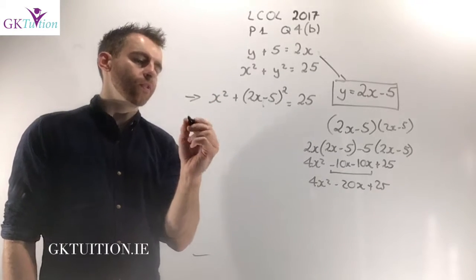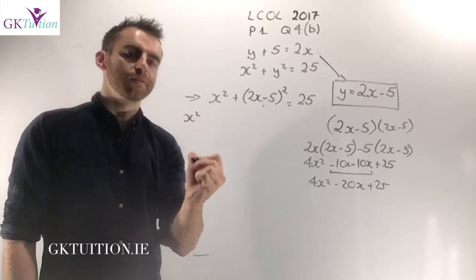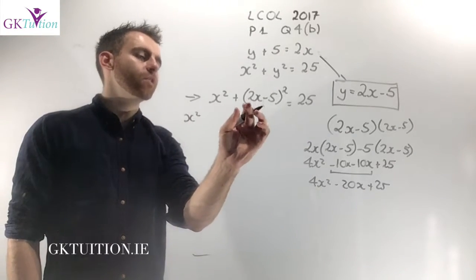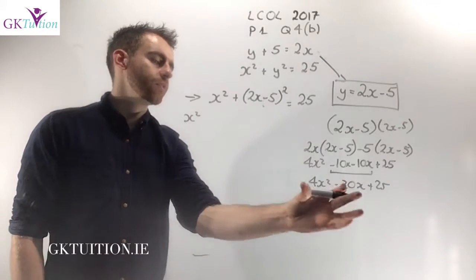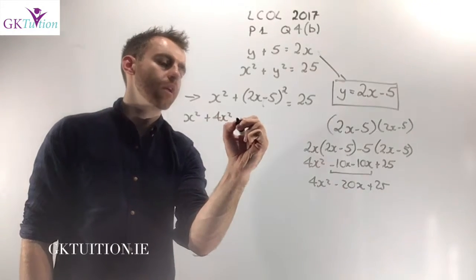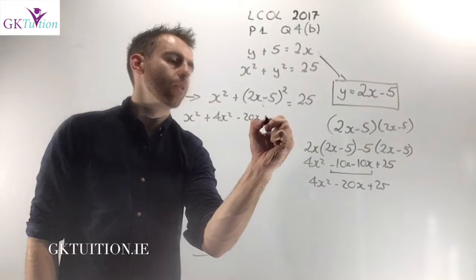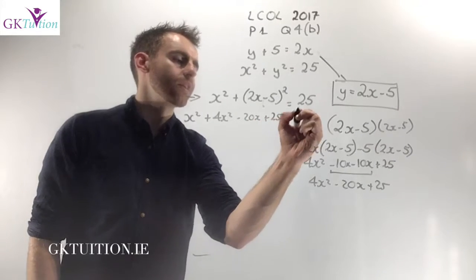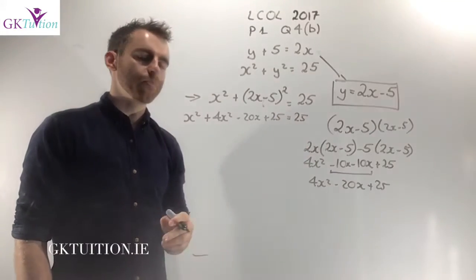In this equation, the first term is just an x squared. The second term, instead of 2x minus 5 to be squared, I've simplified it. I now know that that's just plus 4x squared minus 20x plus 25. And I can say that that is equal to 25.